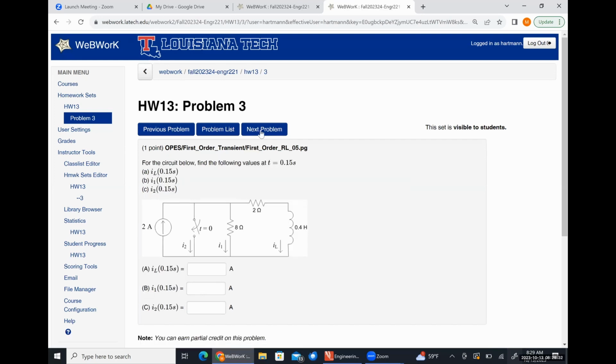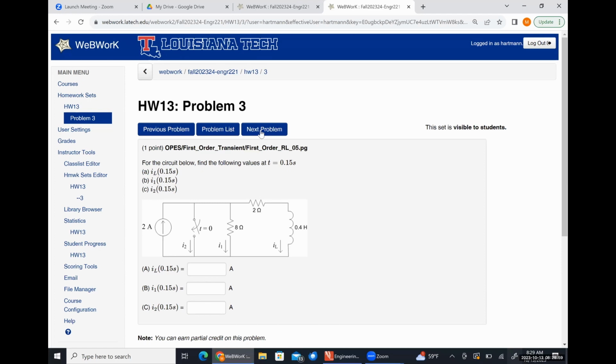Looking at this one, when that switch closes, that short is going to allow all of the 2 amps of current from the current source on the left to flow through the switch. None of it is going to be able to flow to the right using Kirchhoff's current law. Therefore, that 2 amp source is disconnected from affecting the behavior of the inductor on the right-hand side of the circuit. So it's also a natural response problem.